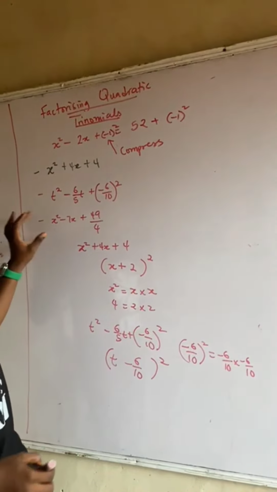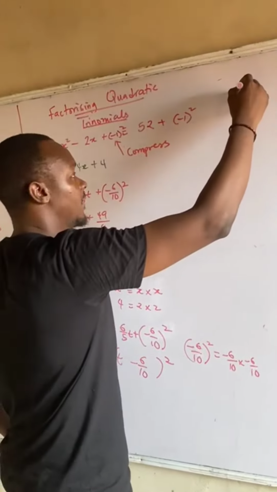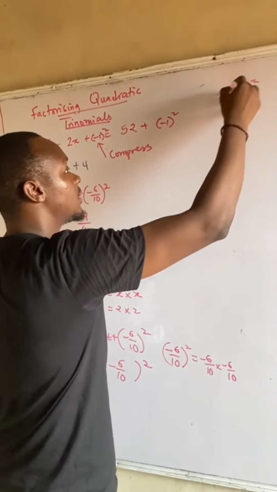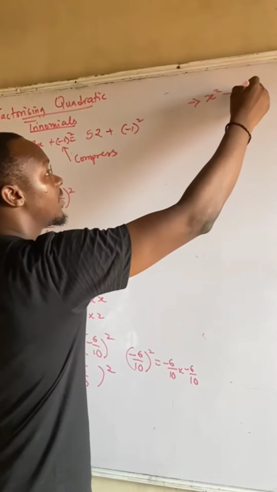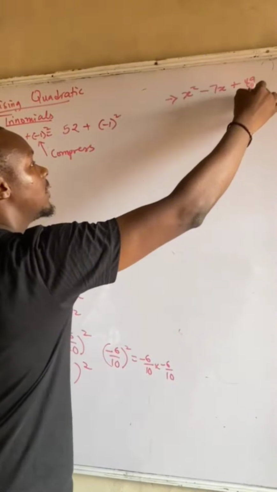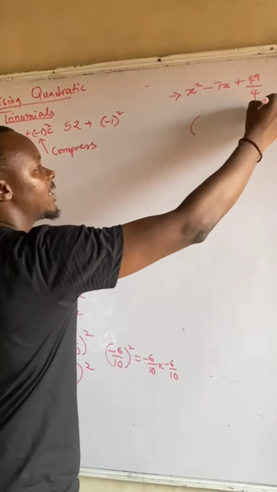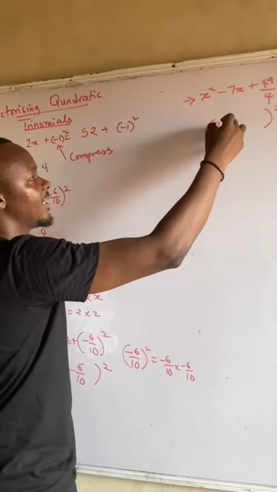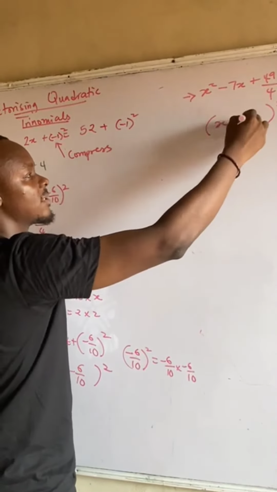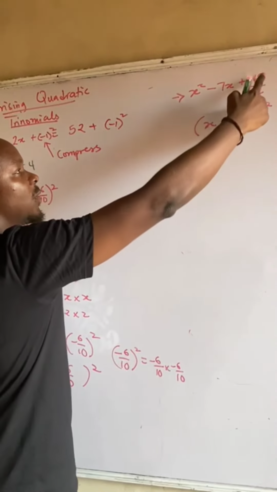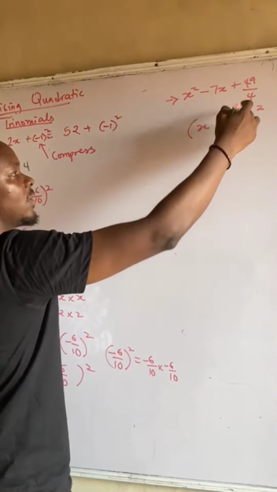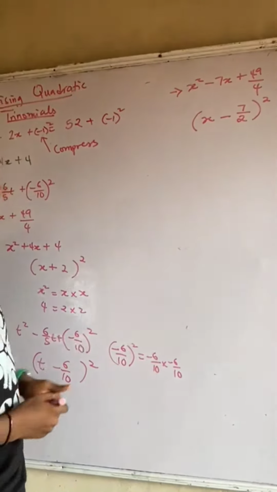Okay, for good measure, let's do this one. So we have x squared minus 7x plus 49 over 4. Parentheses, exponent, x, minus sign, then 49 over 4: the square root of 49 is 7, and the square root of 4 is 2.